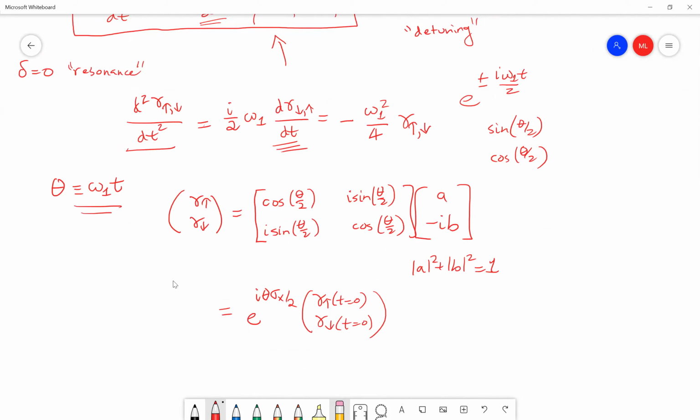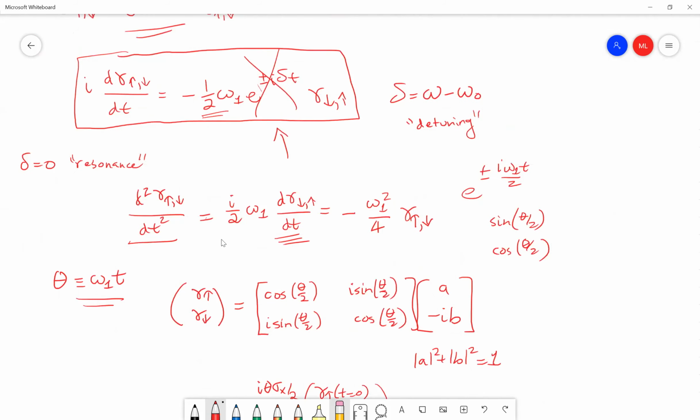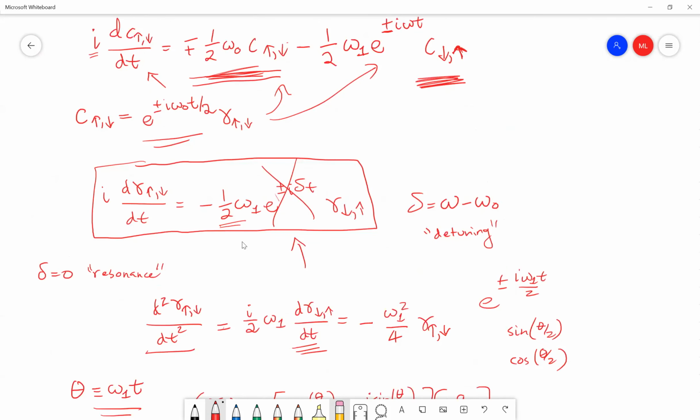It's precessing around Z, but in its frame, due to that oscillating field that's resonant, it's also precessing around X. So it's making this complicated kind of motion, but it's easy to see what's going on if you choose the appropriate coordinates, which we did here by transforming from these C coefficients to the gammas.